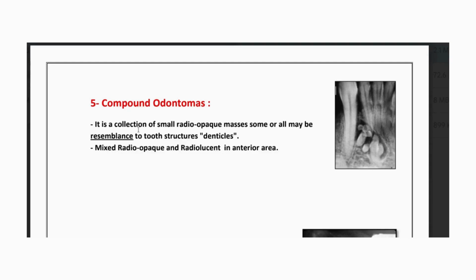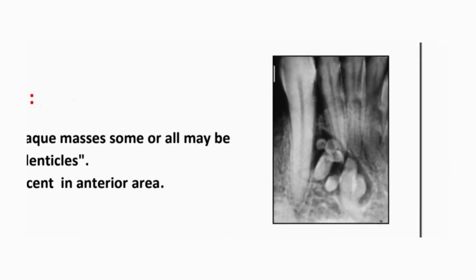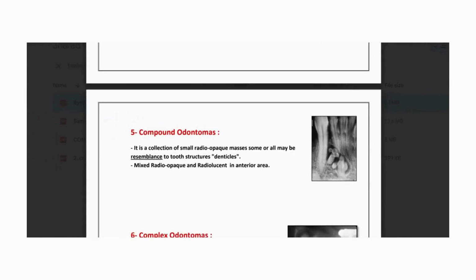If that radiopaque mass resembles any of the tooth structure, then it is a compound odontoma. But if it doesn't resemble any of the tooth-forming structures, then it is a complex odontoma. These are the two differences. Moreover, compound odontoma is most commonly found in the anterior area. That's another important thing to remember. The question may again come as a direct question, or they may give you a radiograph and you may have to distinguish between these two odontomas. This is the complex one. There is no resemblance to any tooth structure.